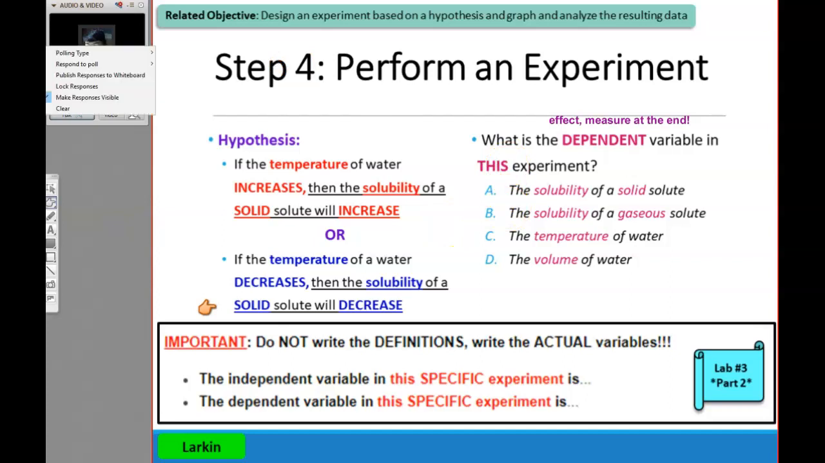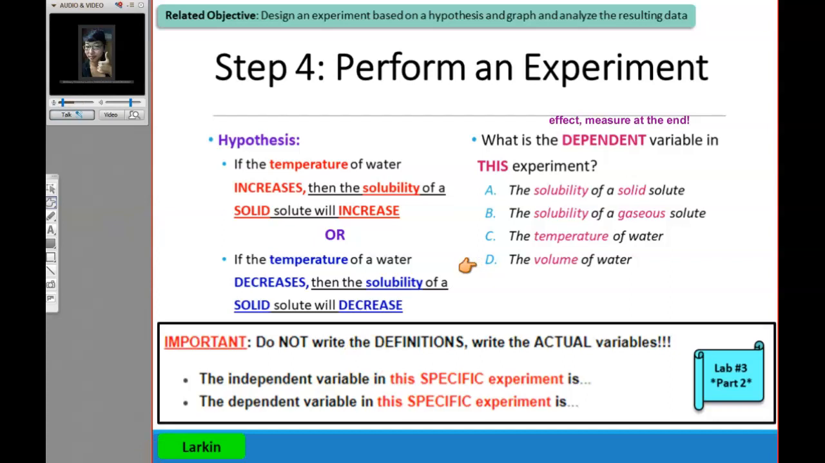I am giving you your polling tools. Please go ahead and figure out what is the dependent variable in this experiment. Take a look again at the underlined parts, the end of our hypothesis, and that should give you a really good hint as to what the dependent variable is. Again, A is the solubility of a solid solute, B, the solubility of a gaseous solute, C, the temperature of water, or D, the volume of water.